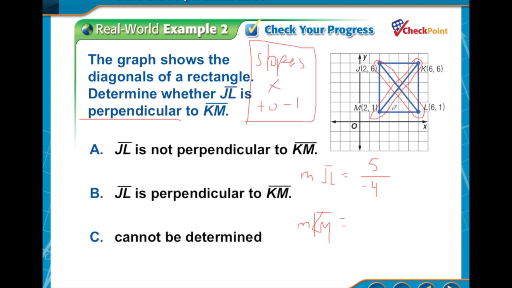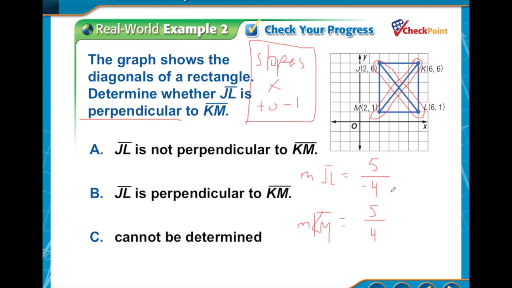So we know we've done this many times. The slope is the difference in the y's, so 6 minus 1, over the difference in my x's, so 6 minus 2. So I get 5 over 4.